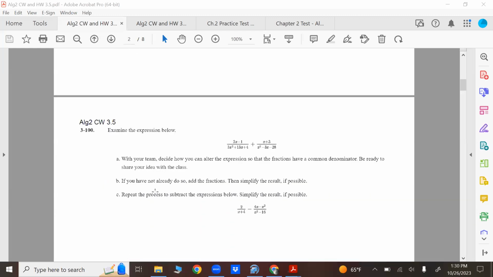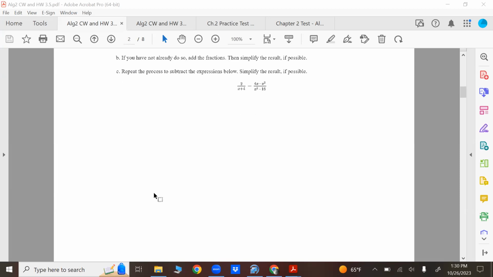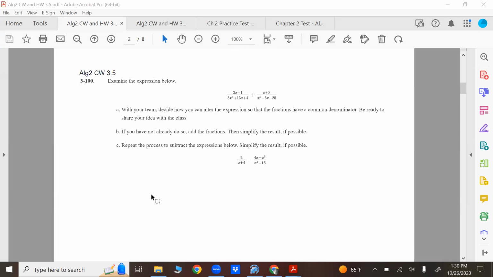We're almost done. We still have lots of class left. Okay, 3-100. With your team, decide how you can alter the expression of the fraction to get a common denominator. Add the fractions, simplify if possible. Repeat the process for another pair. You can do this in your table groups again. I'll walk around before I show the answers to make sure you're doing okay. Once we're done with that, then we'll do the homework quiz.